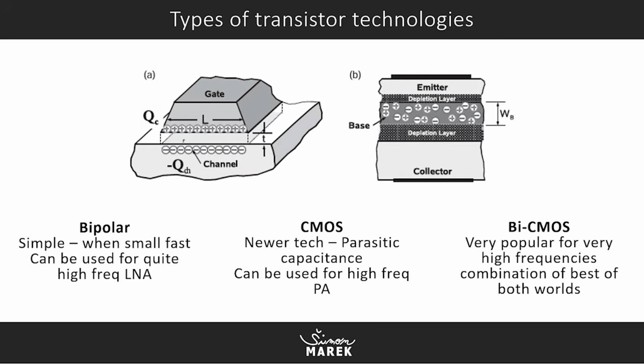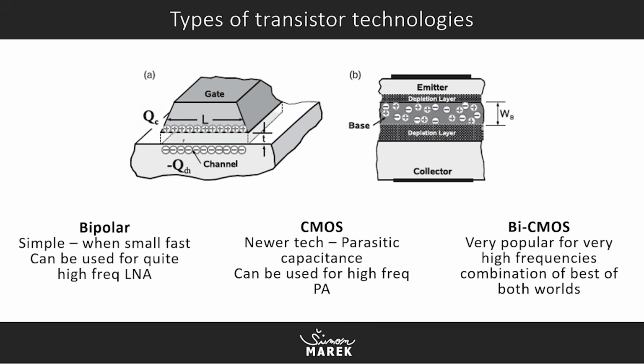So there are types of transistor technologies. First one is bipolar, which is a very common one, very old one, simple. When the transistor is small, it can be used for quite high frequencies. Now it's quite simple, it's cheap, and it's used for low noise amplifiers. There is also CMOS technology, which is newer technology. It has parasitic capacitances, and it is used for high frequency power amplifiers.